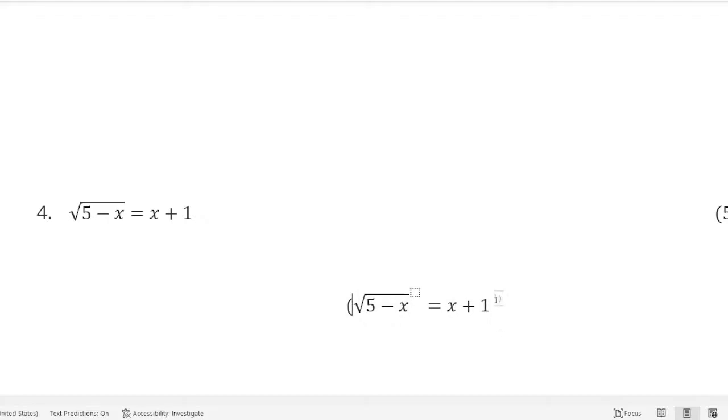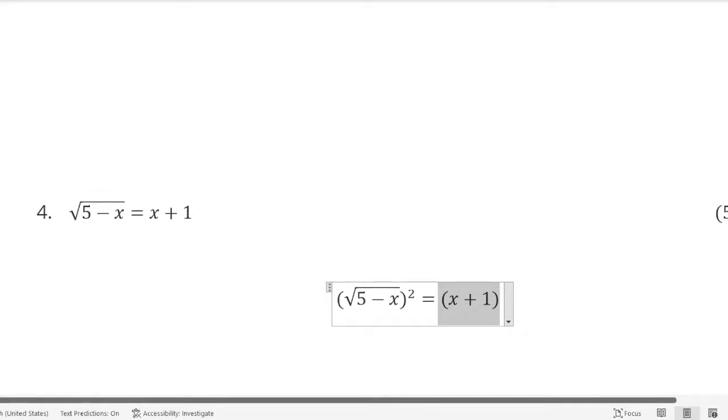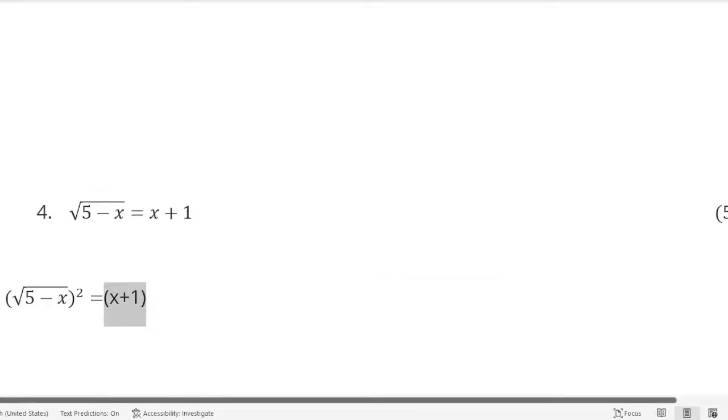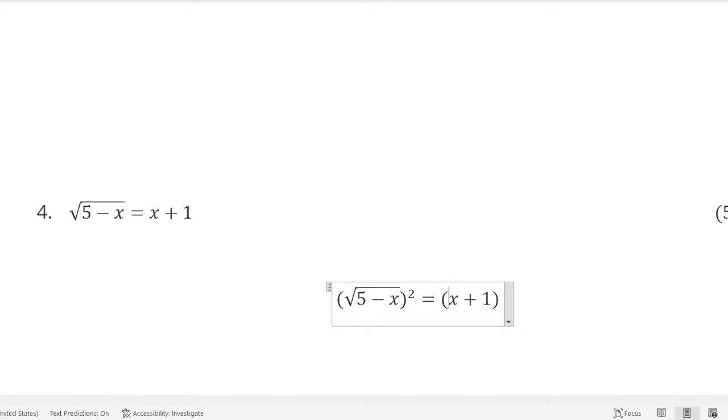Alright, let me put the brackets so that it will be clear to you. We're squaring, so we have to square. Whatever you do on the left hand side, you must also do on the right hand side. We're squaring on both sides.